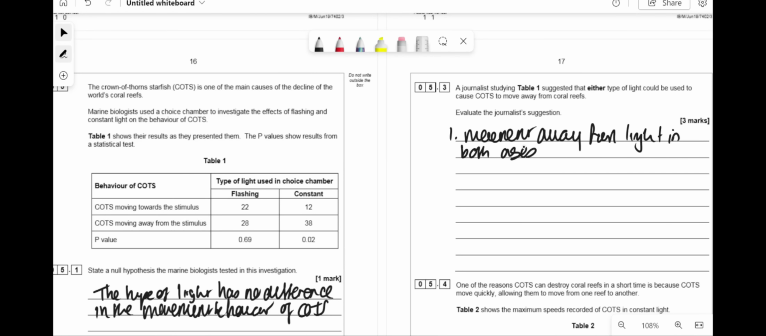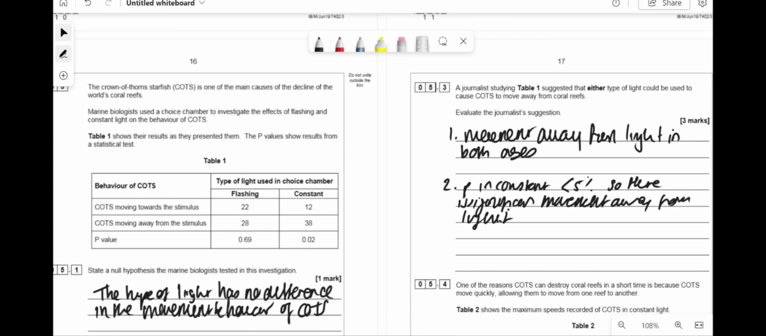So the p-value of constant is 0.02, so it's less than 5%. So the p-value in constant is less than 5%. So there is significant movement away from light. The differences between the towards and away are statistically significant and not due to chance. However, in the other one, where you've got flashing lights, the p-value in flashing lights is greater than 5%. So the movement away is likely due to chance.